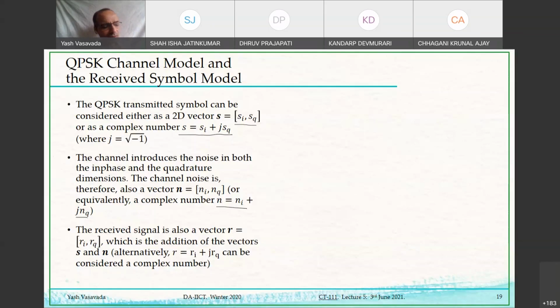And so now the received vector R, if you consider it as a vector, is going to be the sum of these two vectors, S and N. S, N and R are all two-dimensional vectors. Or in terms of real and imaginary numbers, so in phase and quadrature, R of I is equal to S of I plus N of I. And R of Q, the quadrature part of the received voltage, is going to be S of Q plus N of Q.